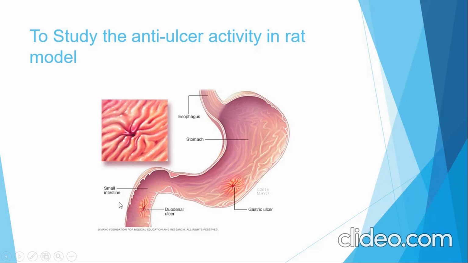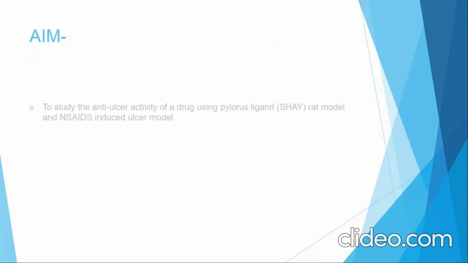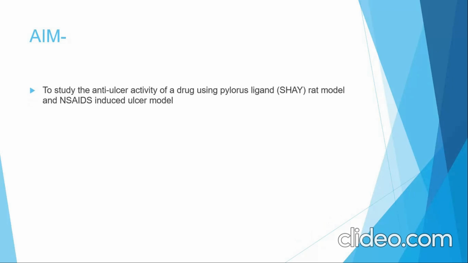Whenever the erosion of the skin is deep and causes the transfer of gastric content from one side to another, it is called a peptic ulcer. The aim of today's practical is to study the anti-ulcer activity of a drug using the pylorus ligation rat model and the NSAIDs induced ulcer model.